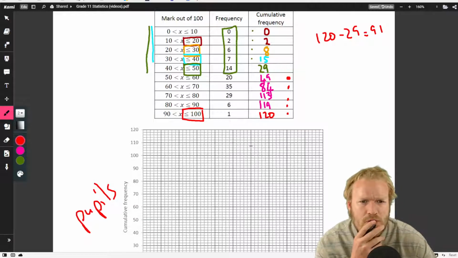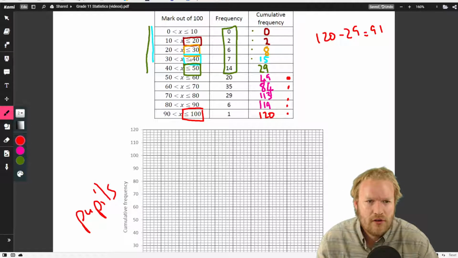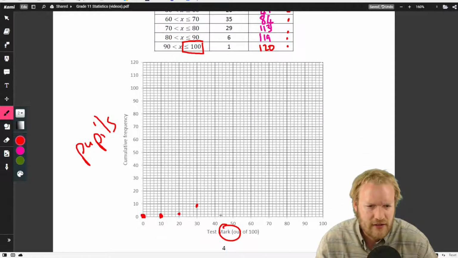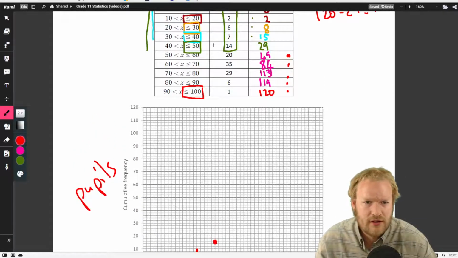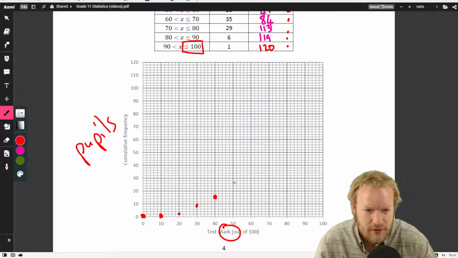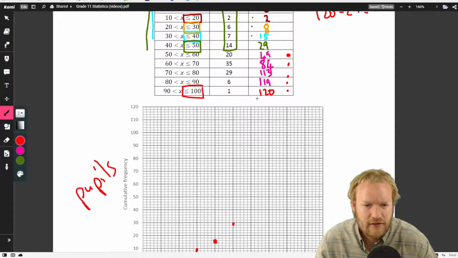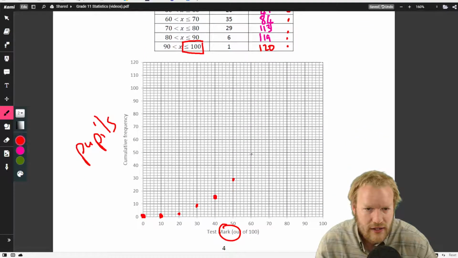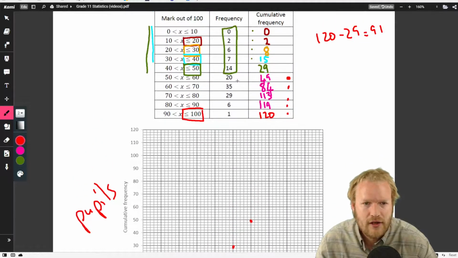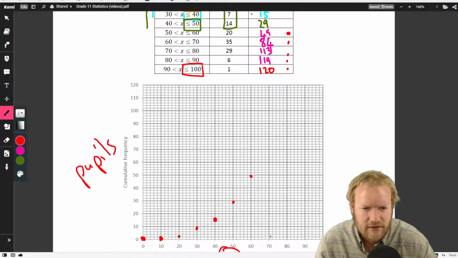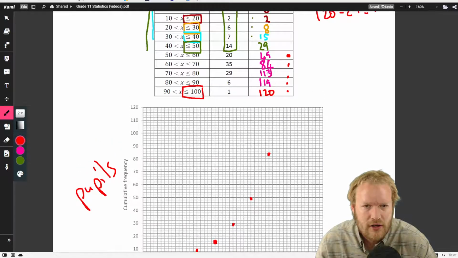Okay. When we head to 40, we've got 15. So those that got 40, they're 15 pupils. And so we can keep plotting. So up to 50, we've got 29 pupils. 50, 29's about there. 60, 49. There we go. Now we should get a big jump here. The 49 up to 70, 84. Up to 70, 84. There we go.